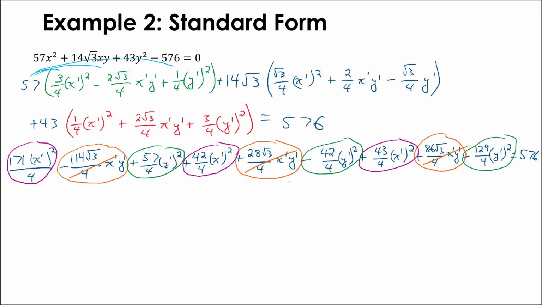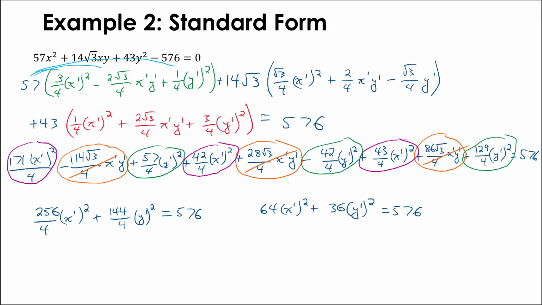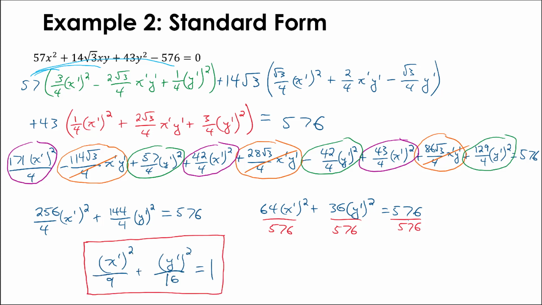Now I can combine my x prime terms and my y prime terms. When I do that, I get 256 over 4 x prime squared plus 144 over 4 y prime squared equals 576. Our fractions simplify a bit, and you can see this is starting to look like maybe an ellipse or a circle, or even a hyperbola. We want to have a 1 over here, so we're going to divide by our 576, and we get this equation right here.